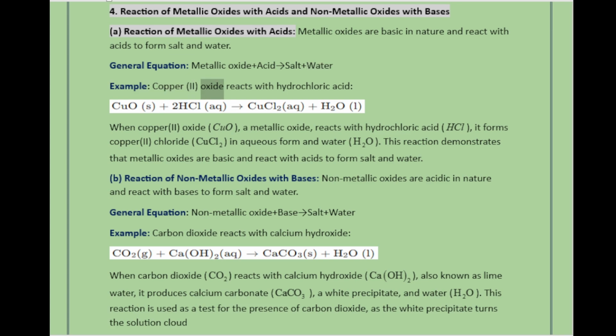Example: copper(II) oxide reacts with hydrochloric acid. When copper(II) oxide, a metallic oxide, reacts with hydrochloric acid, it forms copper(II) chloride in aqueous form and water. This reaction demonstrates that metallic oxides are basic and react with acids to form salt and water.